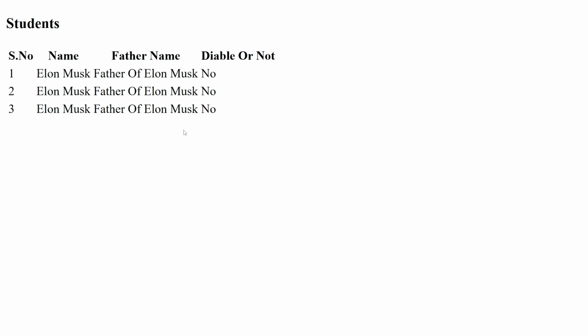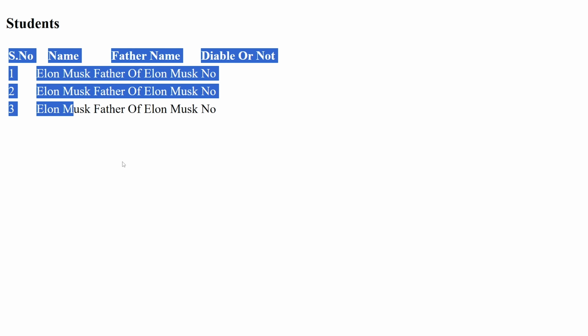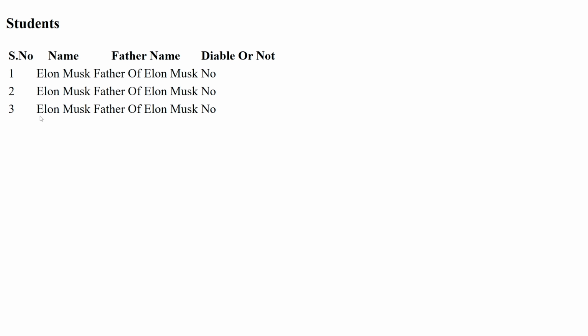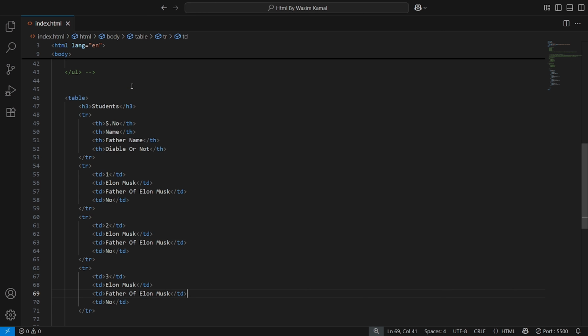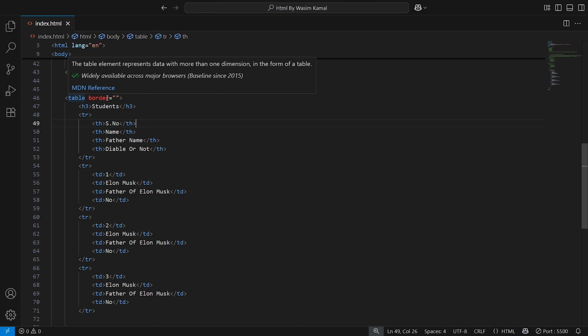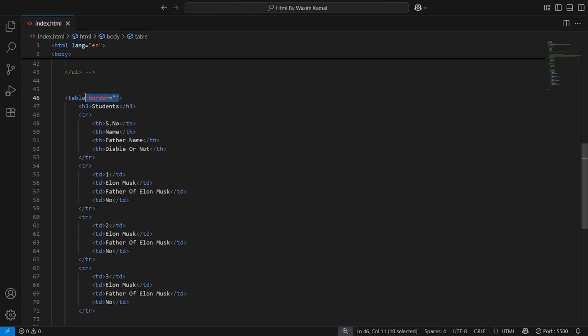Now, maybe you guys have a question. This is not looking like a table. There are no borders inside of it. There are no lines. So in here in table, we need to put an attribute. Its name is border. If you click on the border, why is this red? Because this attribute is now removed from HTML, but it's still working.